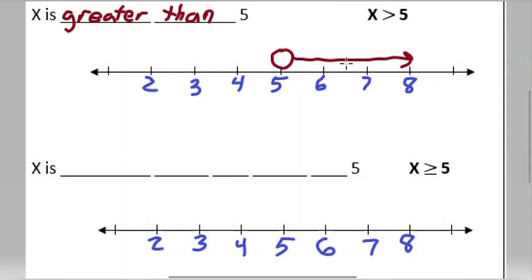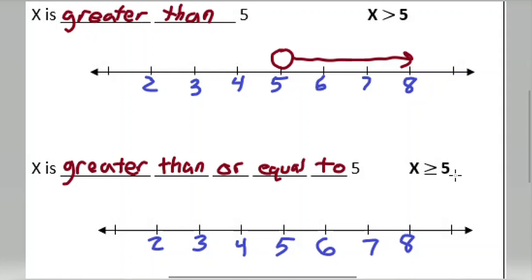It could be 6, 7, 8. It could be 6.5. It could be 5.5. It could be any number you can think of bigger than 5, but not 5. It has to be bigger than it. This next one down here has that same greater than symbol, but that line underneath. And that line underneath means that it's greater than or equal to. So what that means is it can be 5 and any number bigger than 5.